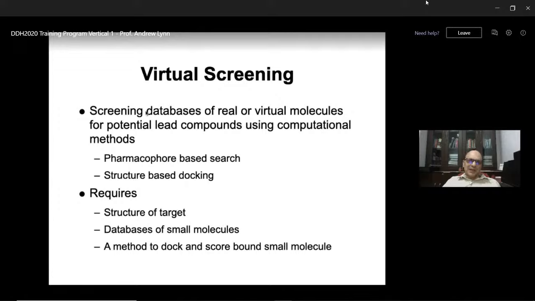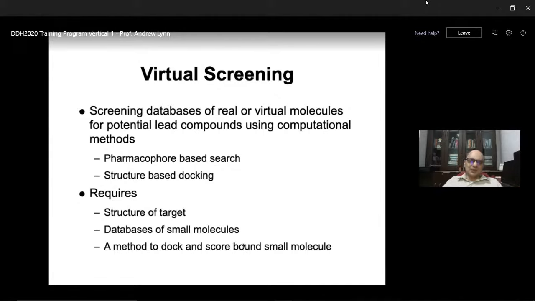Okay, so I'm going back a little bit to describe virtual screening. This may be boring for some of you, but we'll finish in about 5 minutes. What is virtual screening? We are screening databases of real or virtual molecules for potential lead compounds using computational methods. So this is actually a structure-based docking. There is the alternative that we are not using in this case, which is pharmacophore-based screen, where you just use the pharmacophore of known ligands. Now, this requires the structure of the target. You require the database of small molecules, and you need a method to dock and score bound small molecules.